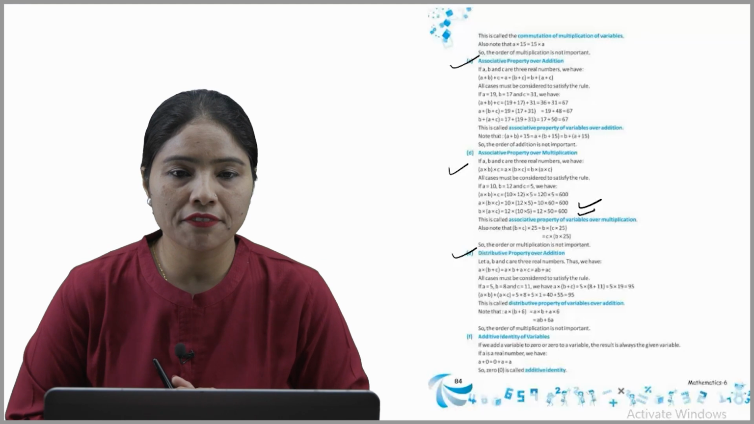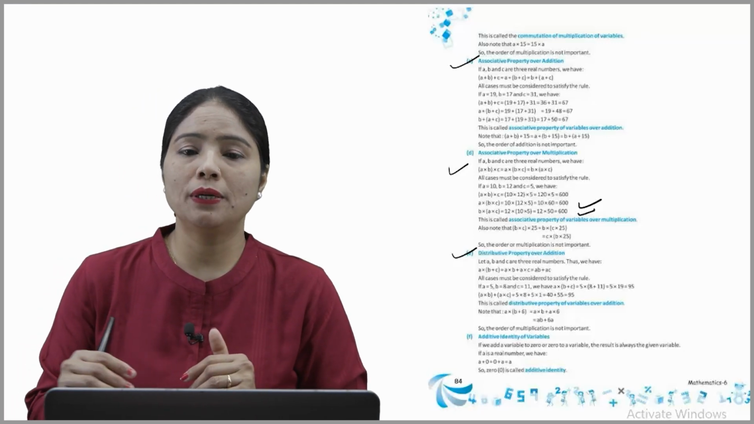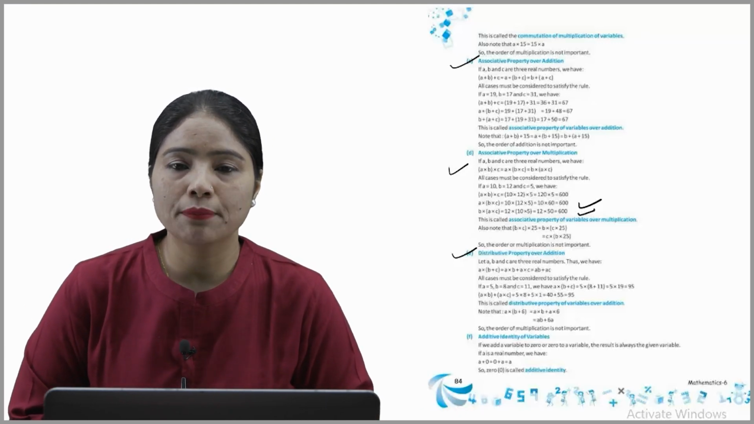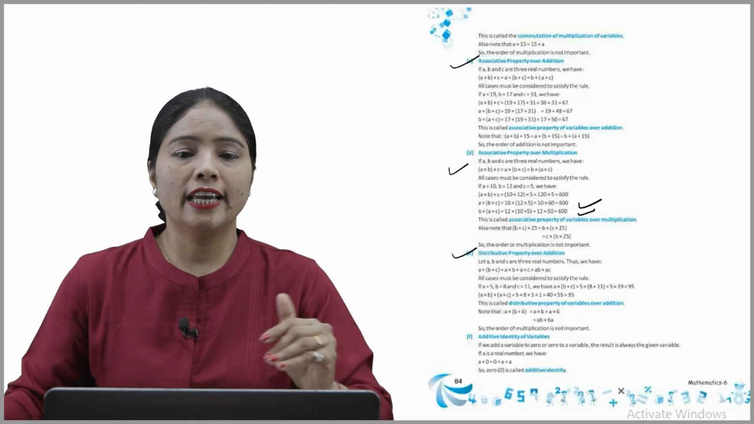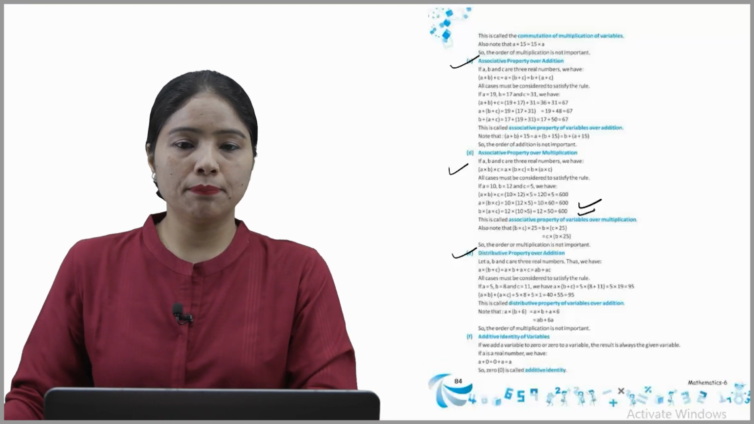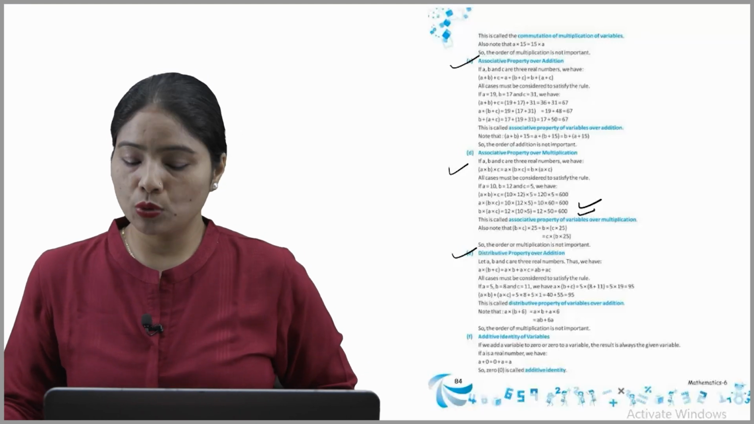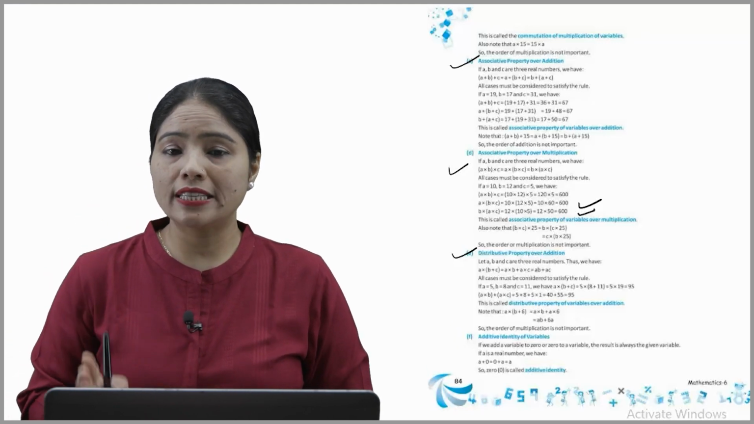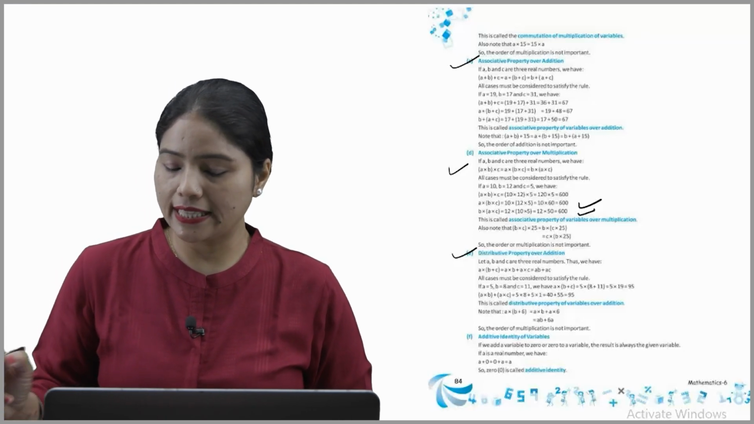So if a is 5, b is 8, c is 11, so a into (b plus c) is equal to 5 into (8 plus 11). So that means 5 into 19, how much is that? 95. So a into b plus a into c, that means we multiply 5 with 8 and 5 with 11. So 40 plus 55, how much is that? Yes, it's 95. So we can say that this is called distributive property of variables over addition.